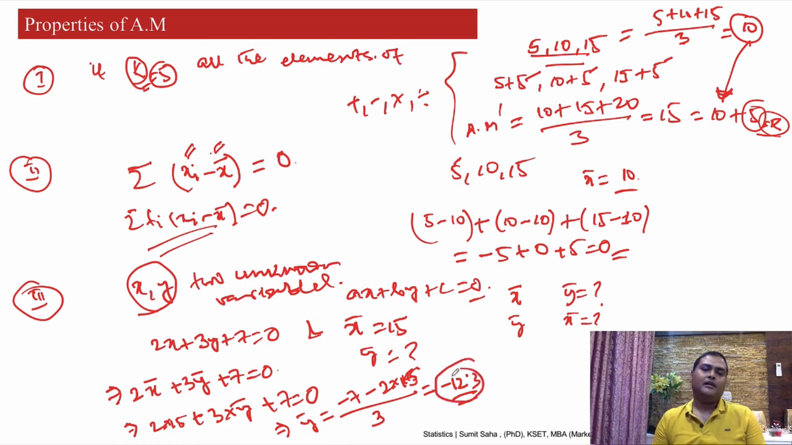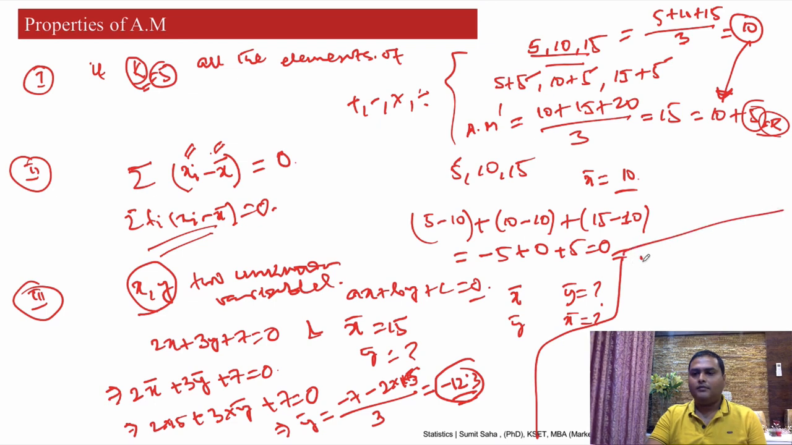It means that if x and y are the two unknown variables and they are related by ax plus by plus c equals to 0, then x bar and y bar also will be related as a x bar plus b y bar plus c equals to 0. And if x bar is given, we can calculate y bar, and if y bar is given, we can calculate x bar, right?